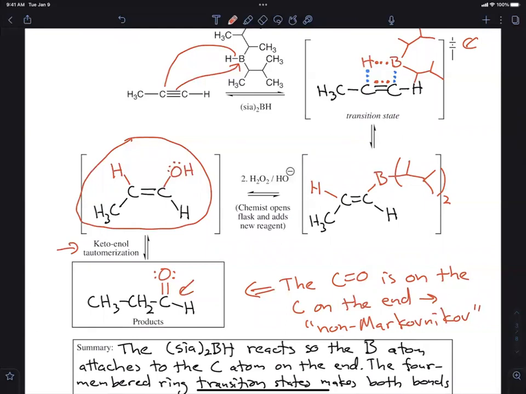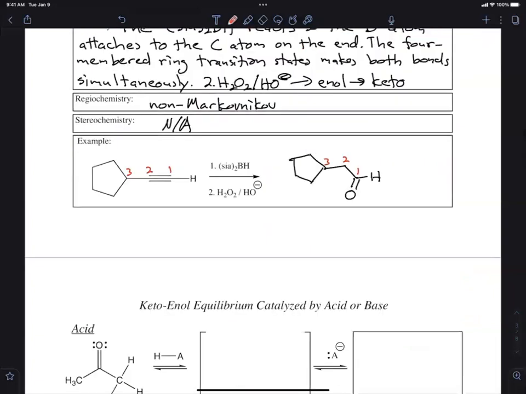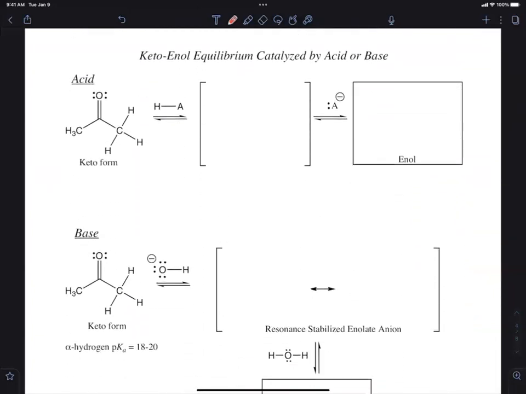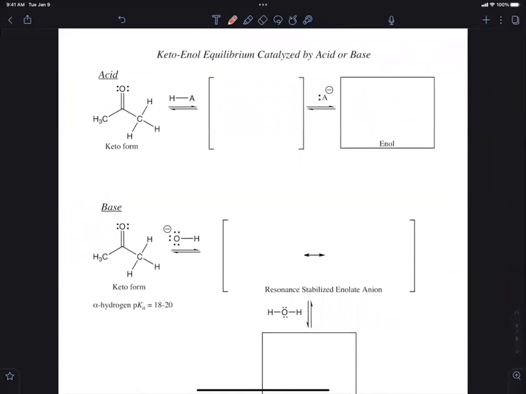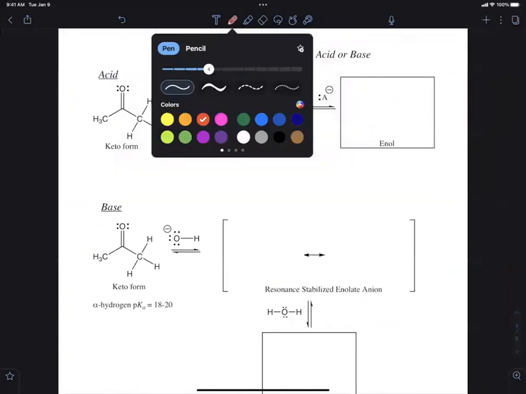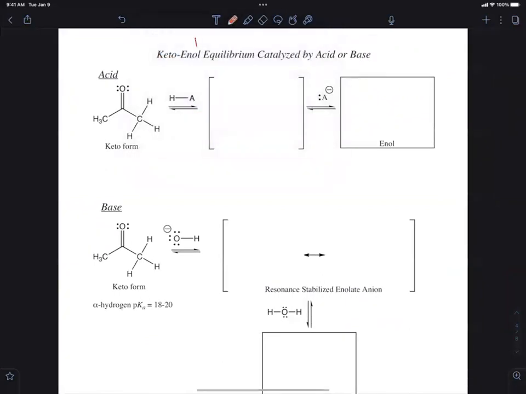So what we're going to do is talk about keto-enol tautomerization. I'm going to go through the mechanism of keto-enol equilibration, also known as tautomerization. Let me write that correctly. And it occurs in either acid or base, which is pretty interesting, but it does happen spontaneously. So first, let's talk about acid.